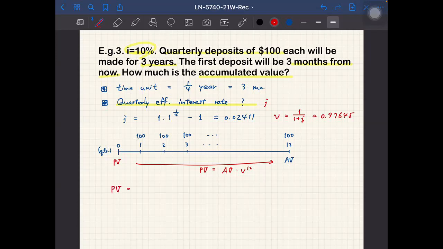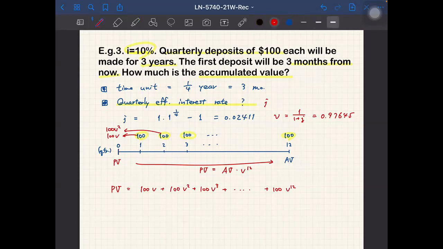And the present value is 100 times v plus 100 times v squared, 100 times v cubed, up to 100 times v to the 12th power. Think about the first payment at time 1. This is worth 100v at time 0. And the second deposit is worth 100 times v squared. We can do that for all 12 cash flows. So PV is equal to this.